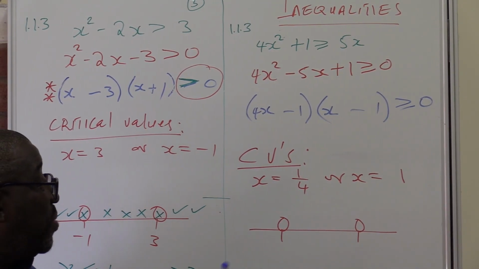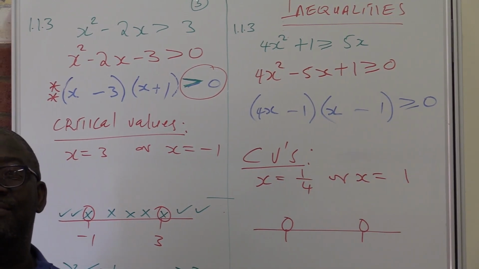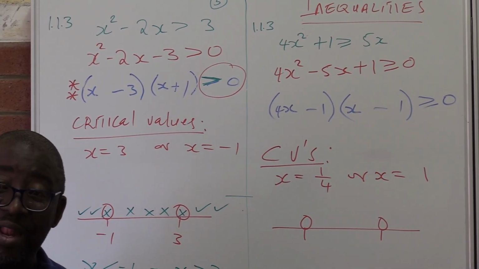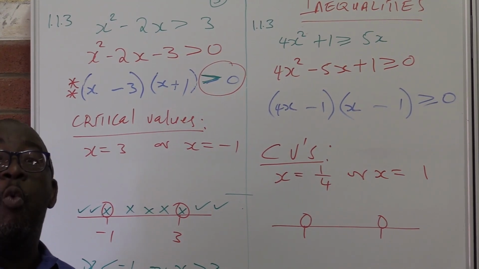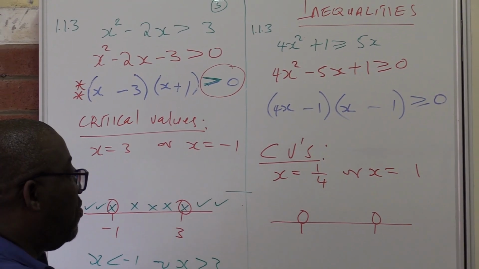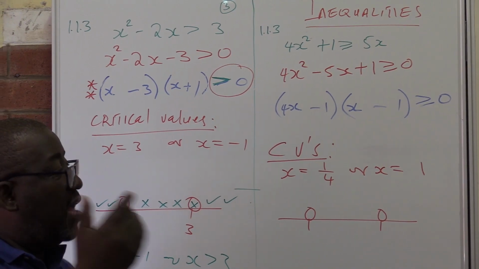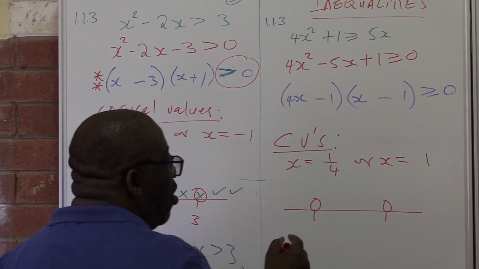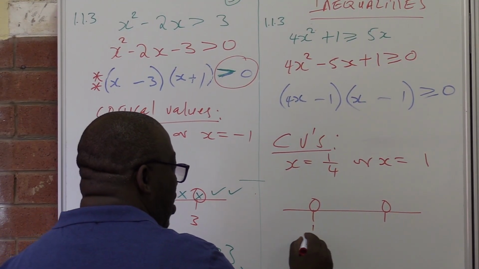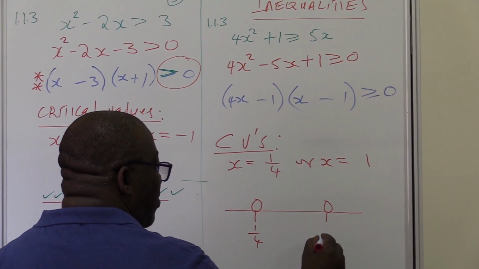People don't even know which one is big between a quarter and 1. Which one is big between 1 and a quarter? 1 is bigger than a quarter. Never get confused. 1 out of 4. The other one is full. So a quarter is small, so you put the smaller value this side, 1 over 4, and you put the bigger value there, which is 1.